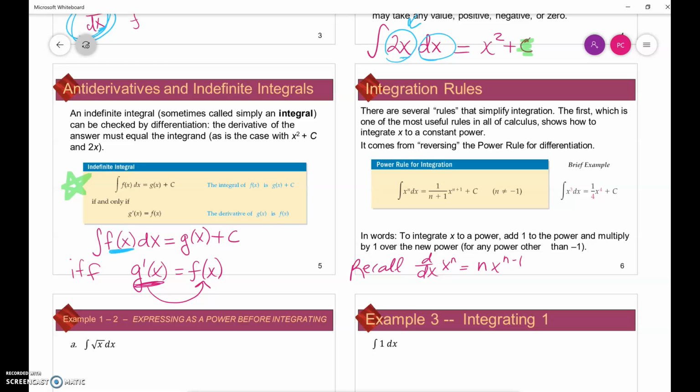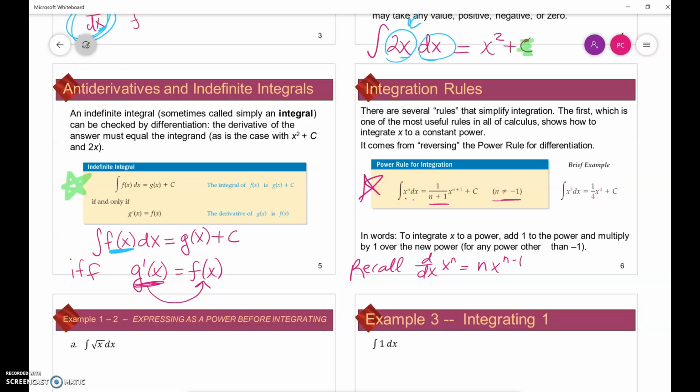And so what you end up with here is the power rule for integration, that the integral of x to the n dx is equal to 1 over n plus 1. Okay, that's our opposite of that multiplication. And x to the n plus 1. And then, of course, you always have to have your plus c. All right, and this works as long as n is not negative 1, because negative 1 plus 1 is 0, and we can't divide by 0.